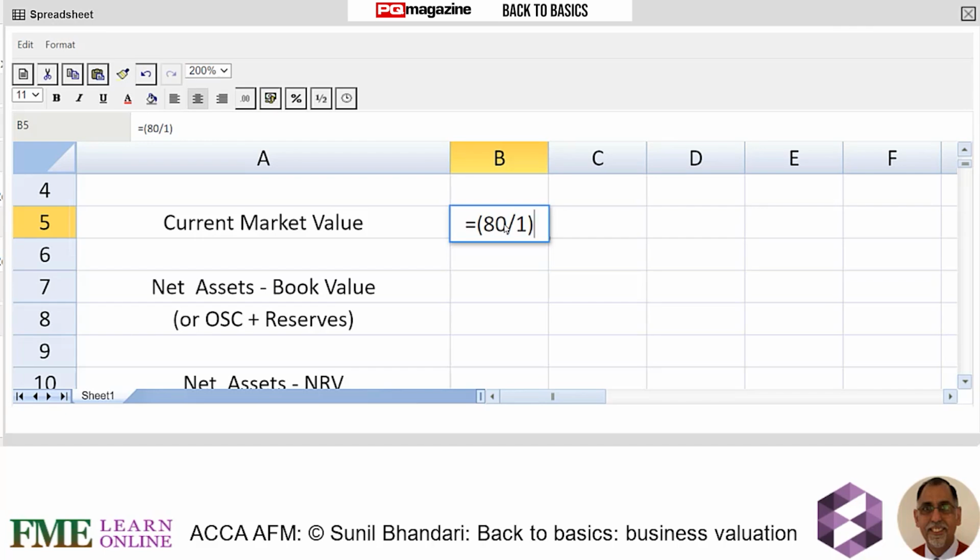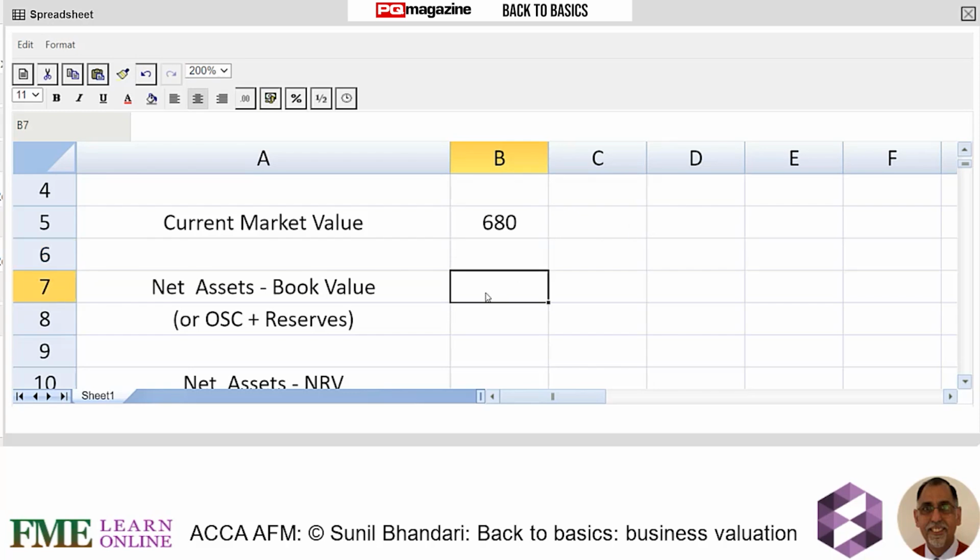So 80 over 1 tells me the number of shares in issue. So the total value on the balance sheet divided by the nominal value per share tells me the number of shares in issue. I multiply that by the current share price. The current share price is 8.50. Enter. And the value is 680 million. So the current value, 680 million.